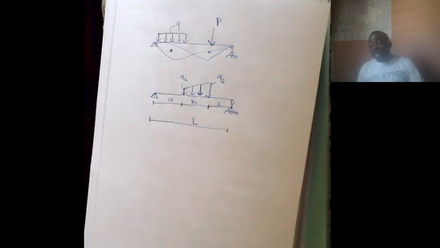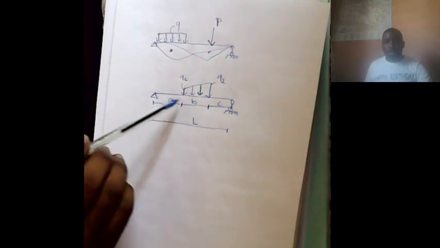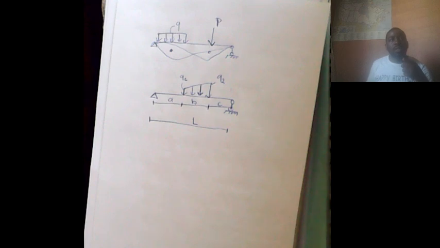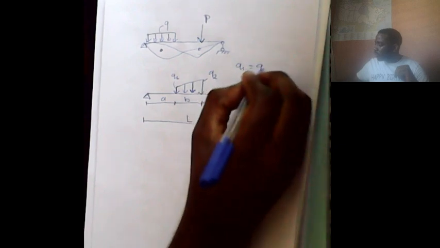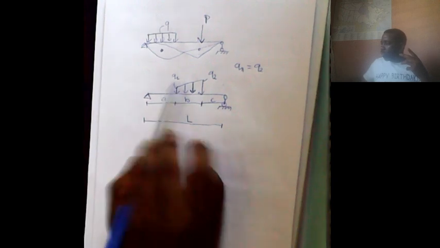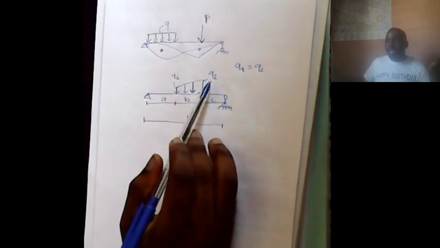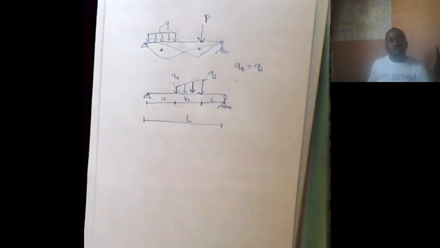Now, if we succeed in getting the distribution of this one, we have finished the uniformly distributed load and we have finished the triangularly distributed load. Let me explain why. In the case of a uniformly distributed load, we are simply saying that Q1 will be equal to Q2. That's all. If Q1 is equal to Q2, then it will be just straight, all of this will be just straight, to form a uniformly distributed load.